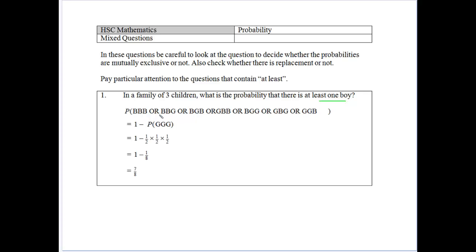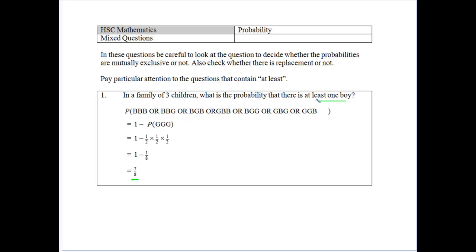Now, if we look at our sample space for this, the only thing that hasn't been included is 3 girls. So the easy way to do this question is not by looking at it that way, but by the idea that all 7 outcomes plus the 3 girls would equal 1, because they're complementary. So I take 1 minus the probability of 3 girls, which is a half times a half times a half, so 1 minus 1/8, which is 7/8.